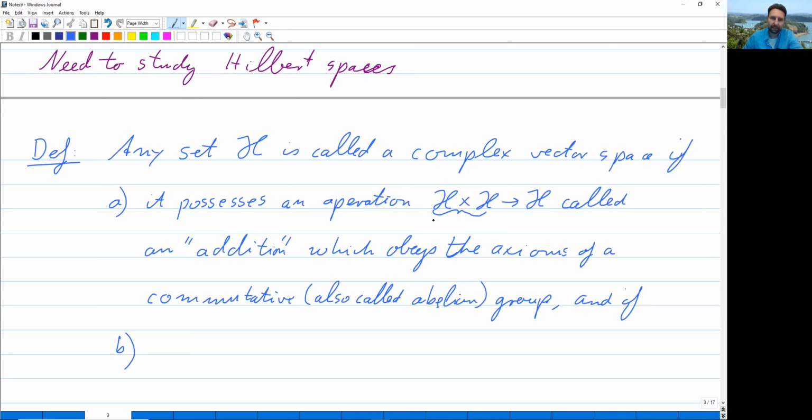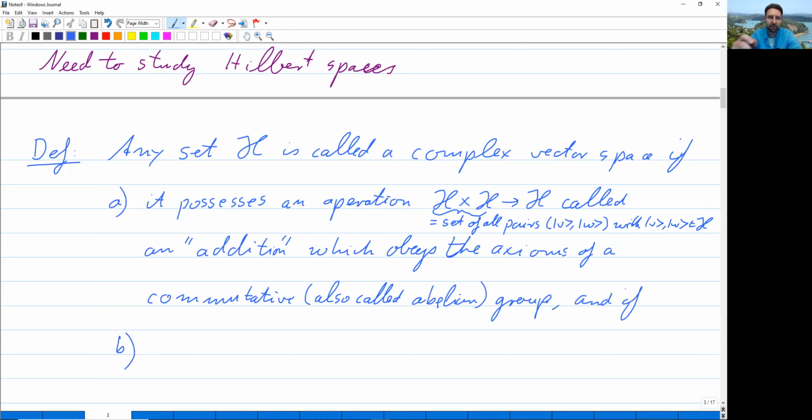So this is equal to the set of all pairs, let's call it V and W, with V and W in H. Because that's the definition of what this cross means here. It means simply just the set of all pairs where each element of the pair is taken from H.